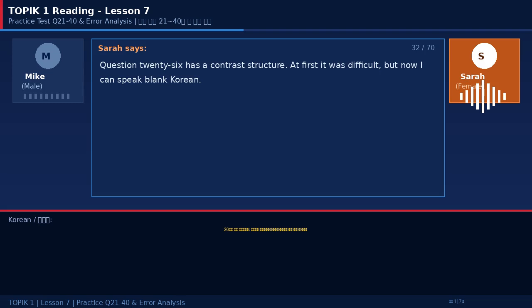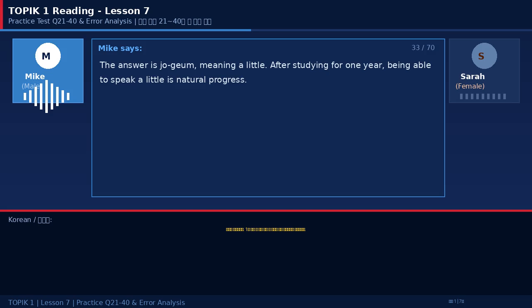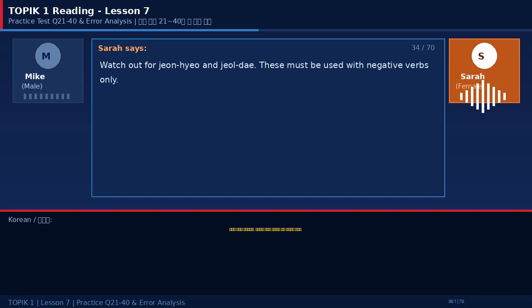Question 26 has a contrast structure. At first it was difficult, but now I can speak blank Korean. The answer is 조금, meaning a little. After studying for 1 year, being able to speak a little is natural progress. Watch out for jeonhyo and juldae. These must be used with negative verbs only.